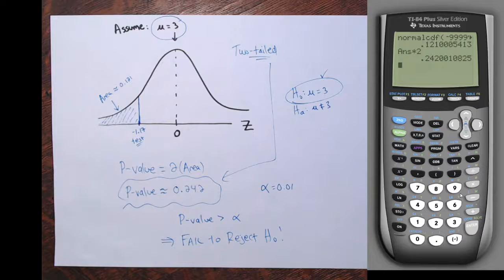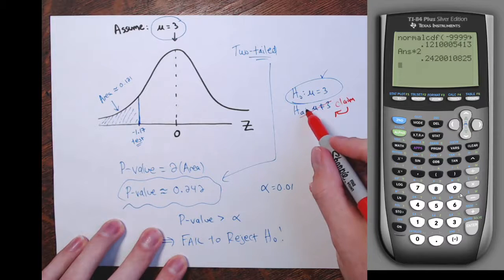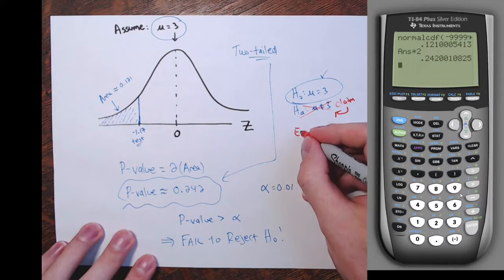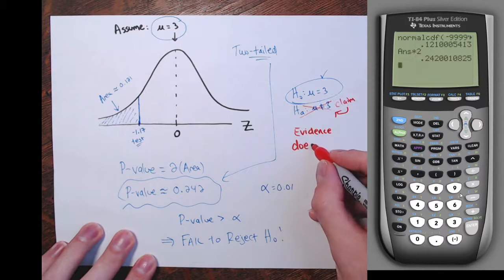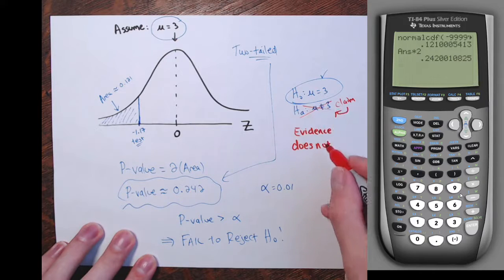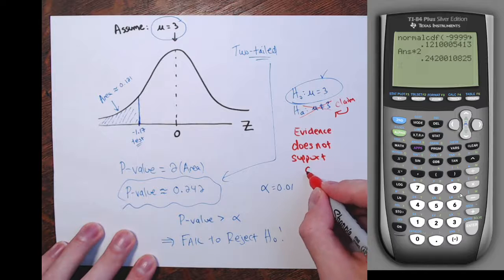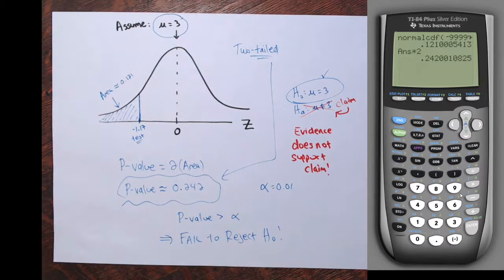Remember, the alternate hypothesis was the claim. Meaning we're not okay with the claim. Our evidence does not support the claim, because we didn't reject the null. We didn't lean toward the alternative, which was the claim. So we could say that our evidence does not support this person's claim. That's another way to word it, or say there's not enough evidence to support the claim.